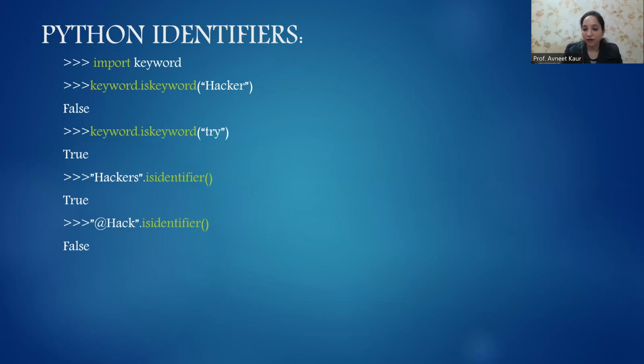Hackers.isidentifier: we have another function to identify whether an identifier name is valid or not. The hackers.isidentifier function returns true because hackers follows all the rules. It is a combination of uppercase and lowercase letters, a valid identifier, so it returns true. When I write @hack, as we discussed in the last slide, other special characters are forbidden except underscore, so @hack.isidentifier will return false.